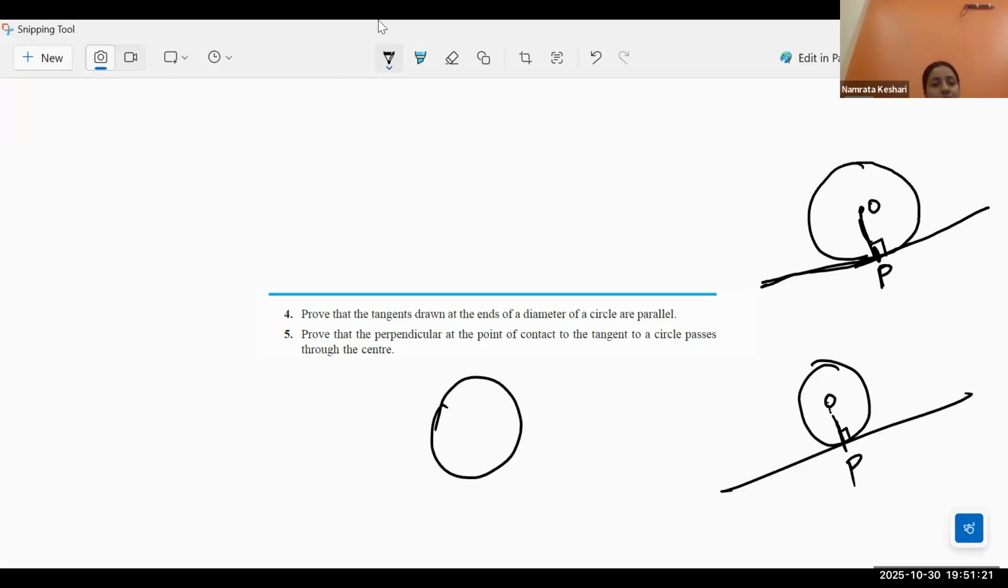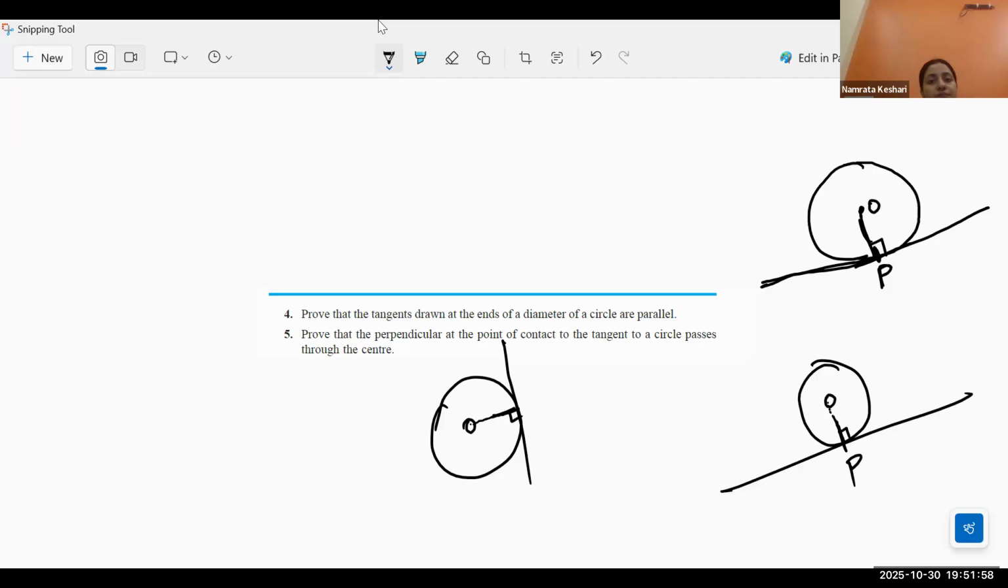You are having a tangent anywhere, and at a point of contact, you are just dropping a perpendicular. But later on, you find that when you stretch this line, it passes through the center of the circle. That's what you have to prove over here. If you tell me that we already know theorem number 1, which says that tangent at any point of the circle is perpendicular to the radius through the point of contact, it is the same thing. This question number 5 is telling us the same thing the first theorem says.